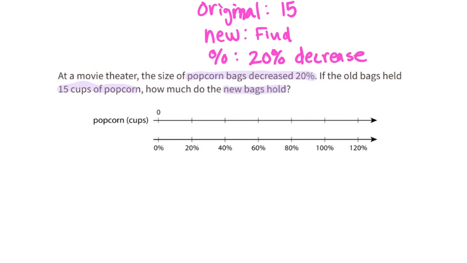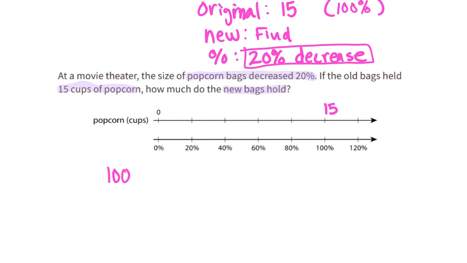So the original is always 100%. That's where we're starting. So we have here 15 is where we are starting. Now we are trying to find the new one. We know the new one is found by having a 20% decrease. So if we decrease by 20, that means I have 100%, and I'm decreasing, that means subtract, by 20. That is 80%. So 80% is where our new popcorn bag size is going to be.